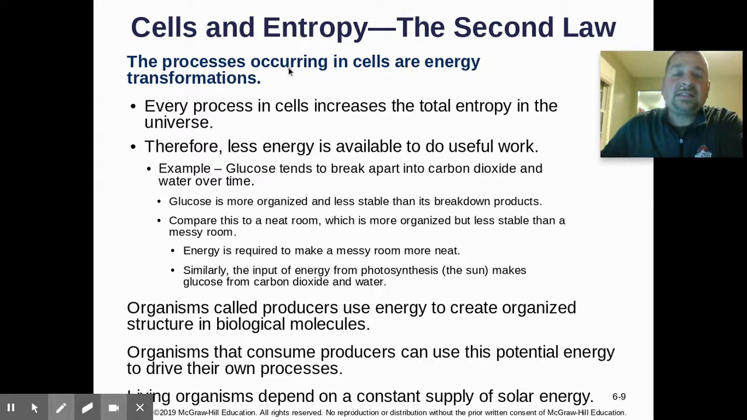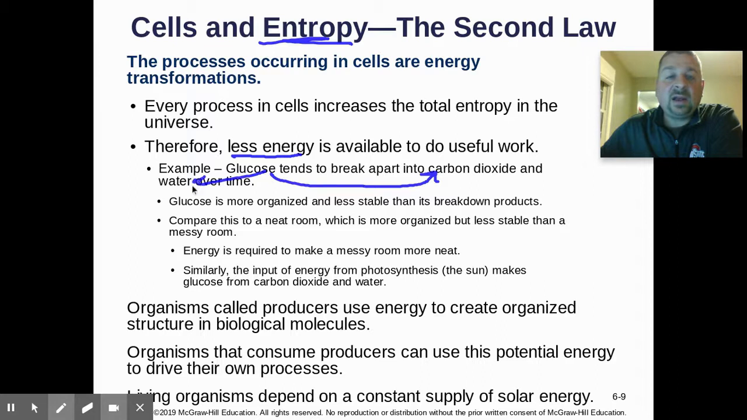A couple key points with the second law and entropy. Every process in the cells, just like when we talked about cars or lights, nothing is 100%. So every time something is transformed or it changes in forms of energy, we lose some of that energy. Less energy is available to do useful work. Okay, glucose is broken into carbon dioxide and water, and in doing so, it's more random. So glucose is more organized and less stable, whereas carbon dioxide and water are lower energy and more stable.